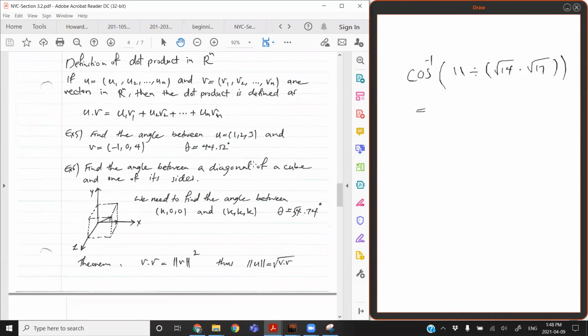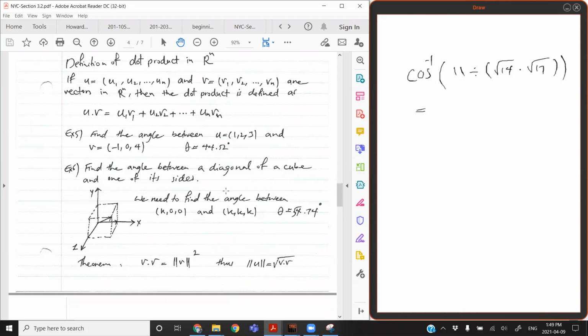You get 44.5185. If you round that to the nearest hundredth, you get 44.52. Any questions? Okay, so let's take a look at the next example.